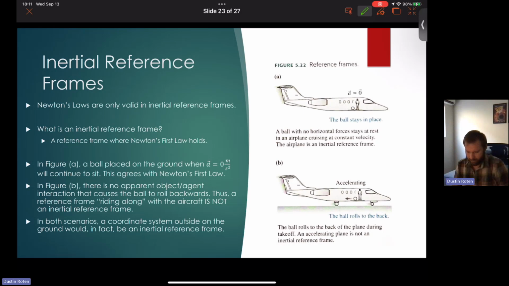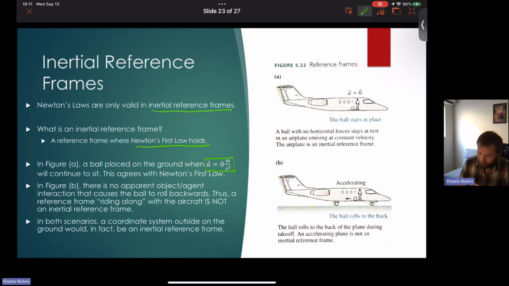Second to last thing, inertial reference frames. Newton's laws are only valid in inertial reference frames, and that's essentially any frame of reference where Newton's first law holds. There are actually some situations where Newton's laws break down. That gets really complicated mathematically, and we won't really deal with that in this course. But just keep in mind that there are special situations where you can actually use Newton's laws.